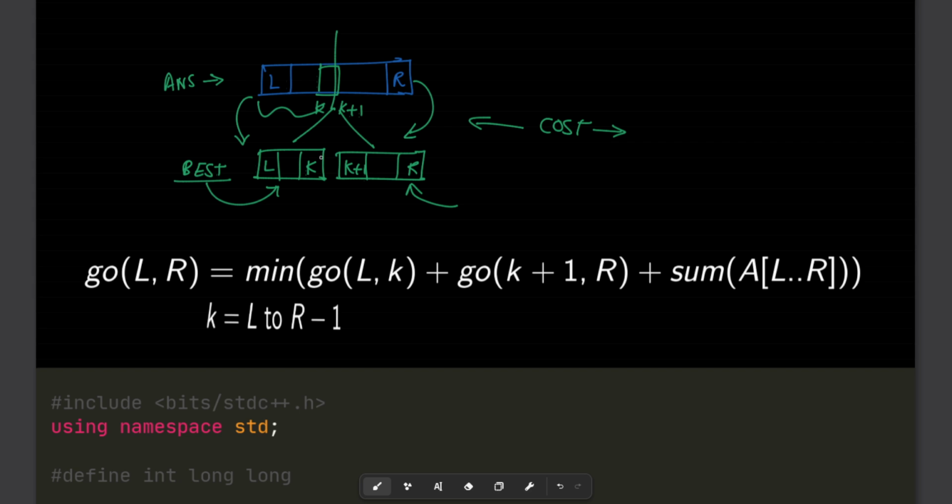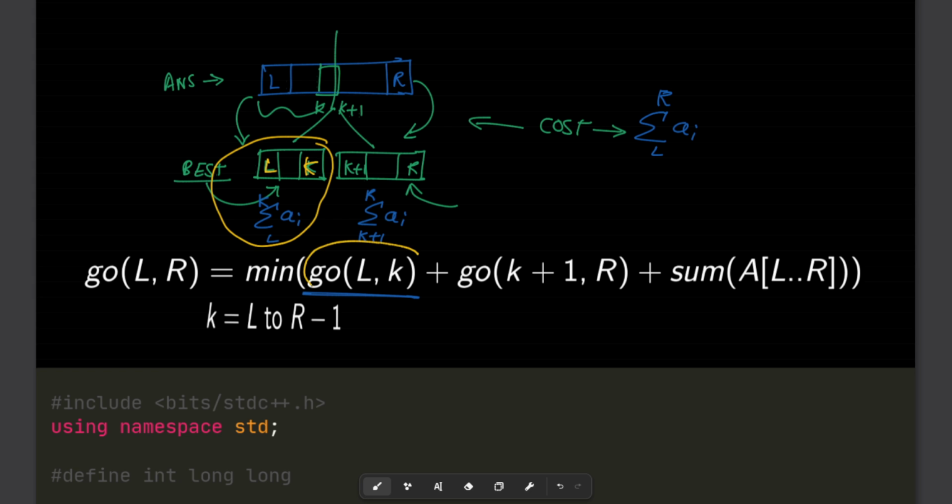So this block will have the sum of elements from L to K, and this block will have elements from K plus 1 to R. Hence the total cost would be the sum of elements from L to R. So this term denotes the best or most optimal choice to construct a subarray from index L to K.